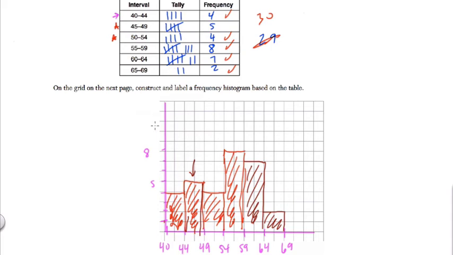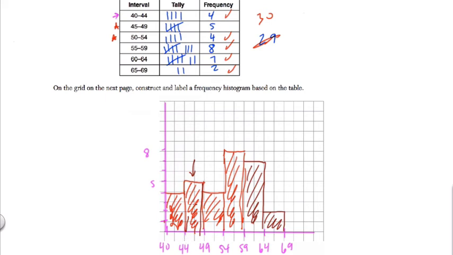The reasoning is that the way I set the intervals up is to include all the data in each interval. That means 40 through 44 includes every number from 40 through 44. And if you get 44, I rounded it down into this first interval. But what about 45? Where would that go? What about anything larger than 44? Well, it all goes in this bin right here.